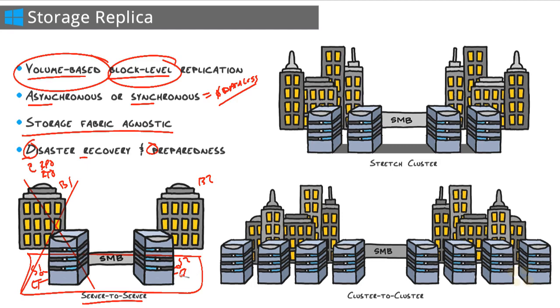Server to server only supports manual failover. So this is the scenario you'll use when you need disaster recovery at the machine level. And this should also replace DFSR for those that are using DFSR as a disaster recovery solution.